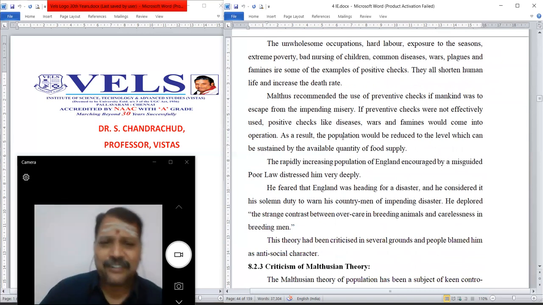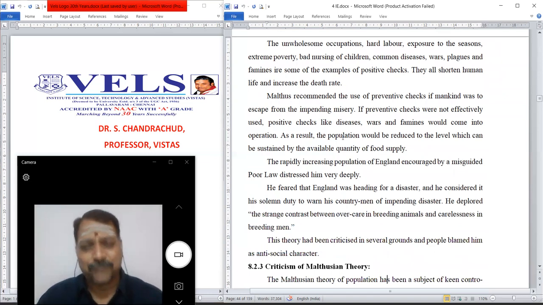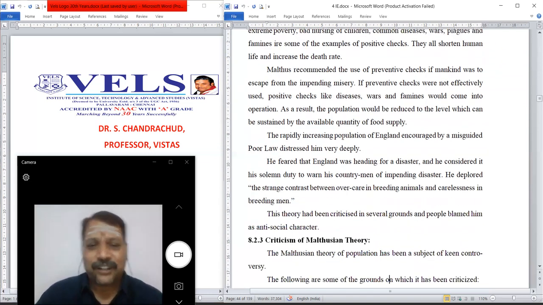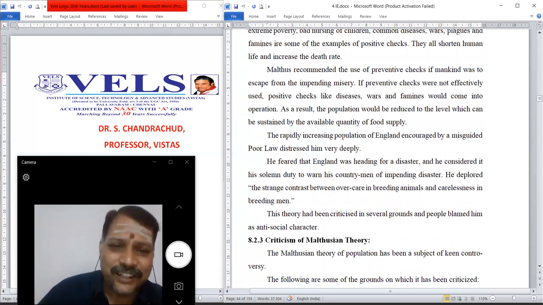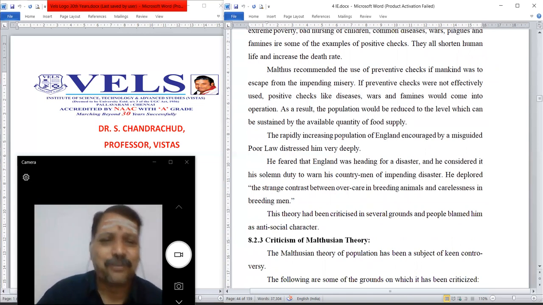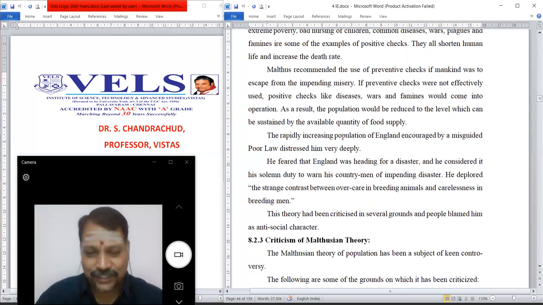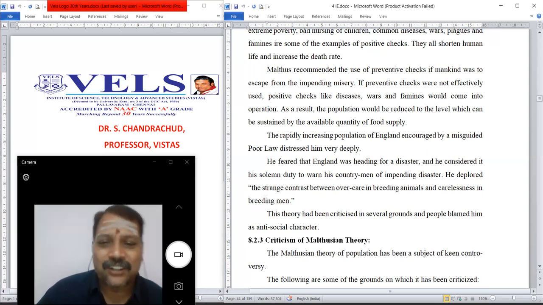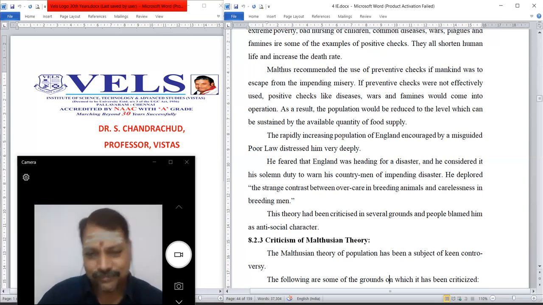The rapidly increasing population of England, encouraged by the misguided Poor Laws, distressed him very deeply. He feared that England was heading for a disaster, and he considered it his duty to warn his countrymen of the impending disaster. Let me say what he said in our own words: the strange contrast between overcare in breeding animals and carelessness in breeding men. This was the statement made by Malthus.